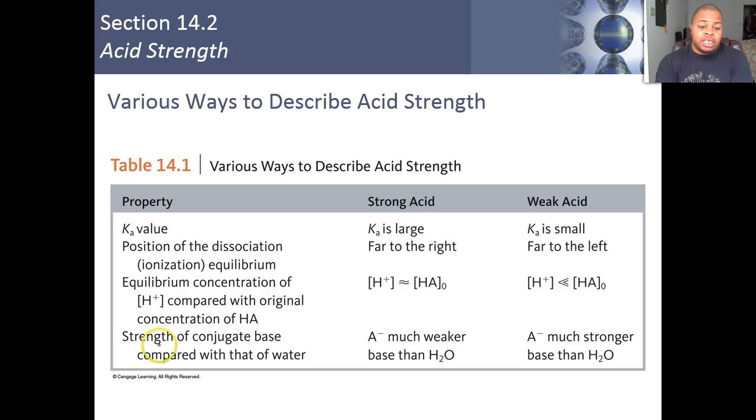And last but not least, and this part is going to continue to play a role as we go throughout this unit, is the strength of the conjugate base when compared to that of water. For our strong acids, we're going to say that the conjugate base is much weaker than water. Whereas the weak acid's conjugate base is going to be much stronger than H2O. So that'll tell you whether or not your base or your acid will be water in that situation.